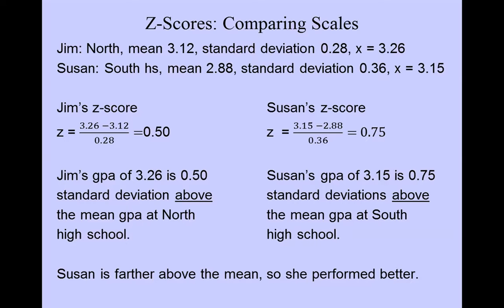Jim's GPA of 3.26 is 0.5 standard deviations above the mean GPA at North High School. Susan's GPA of 3.15 is 0.75 standard deviations above the mean GPA at South High School. Susan is farther above the mean, so she performed better.